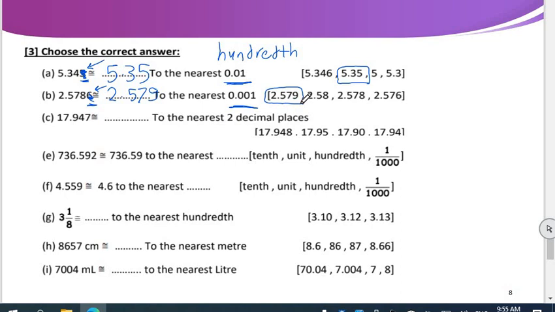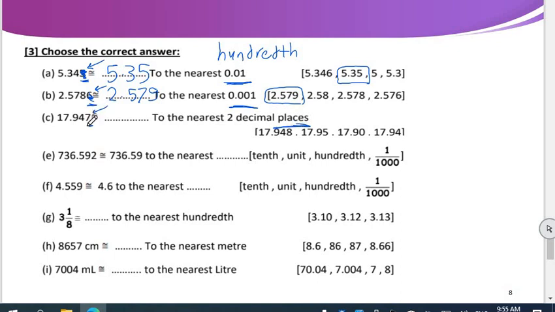Okay, letter C. 17.947 to the nearest 2 decimal places. We say hundredths, meaning 2 decimal places, meaning 0.01, meaning 1 over 100. All of it are the same. So in here, to the nearest hundredths, we look at the number in thousandths. Number 3 after the decimal point.